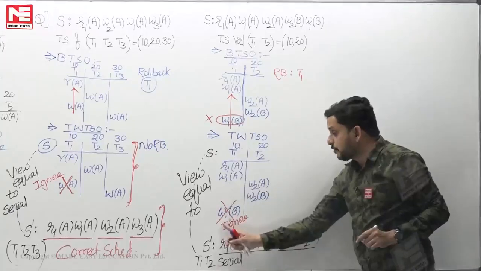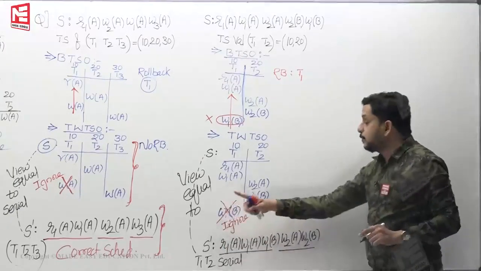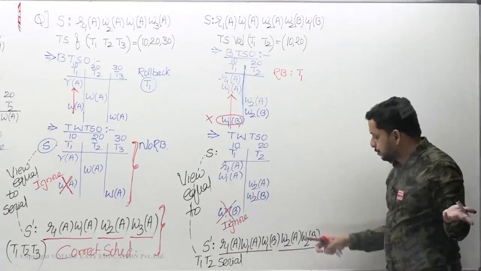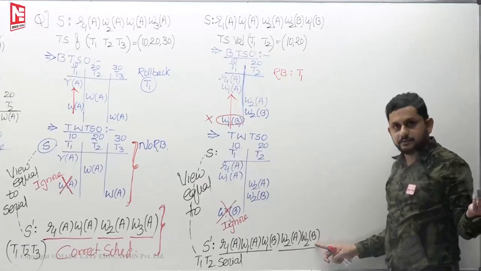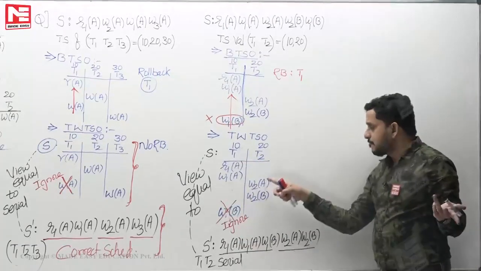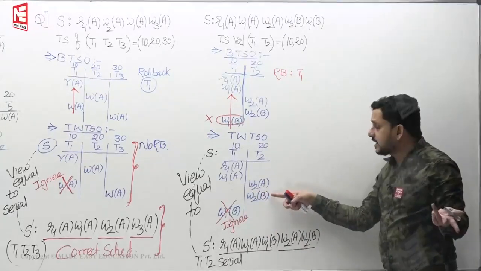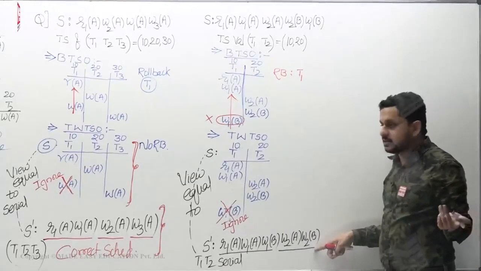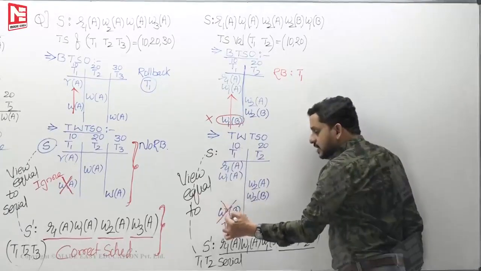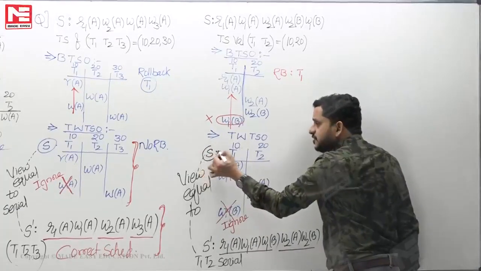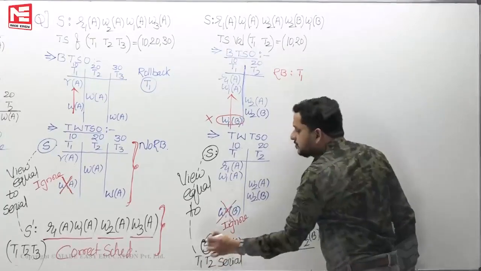If I ignore the T1 write, the final write is done by T2, here also the final write is done by T2. So the initial read is the same, the final write of A is the same, and because the T1 write is ignored, the final write of B is done by the same transaction. So even if I ignore this write, the result of the schedule is still view equal to one of the serial.